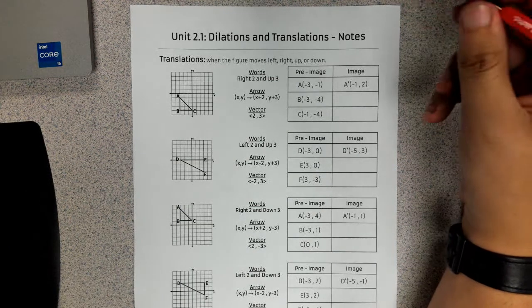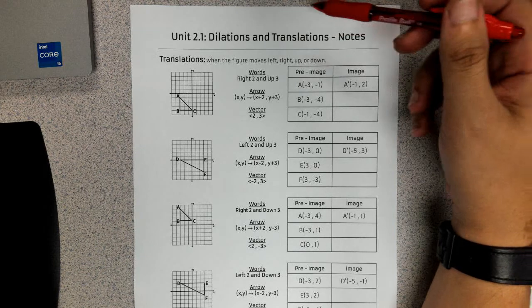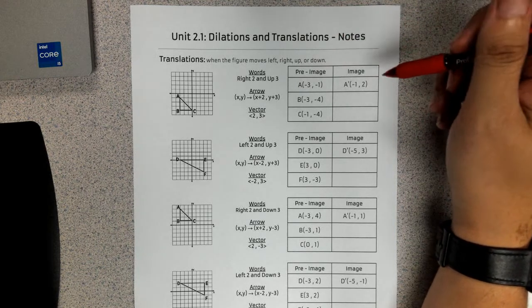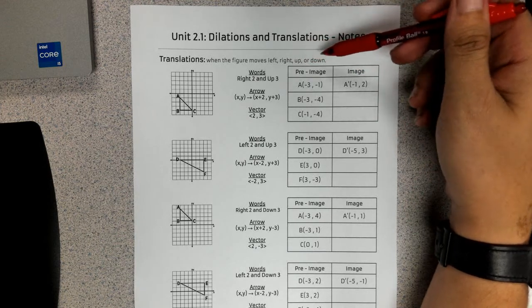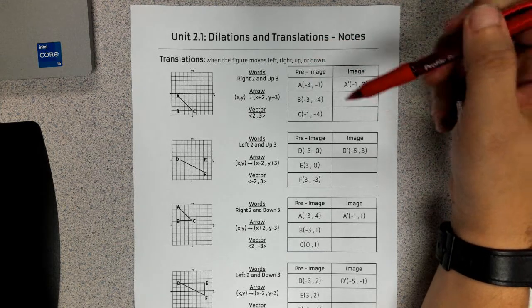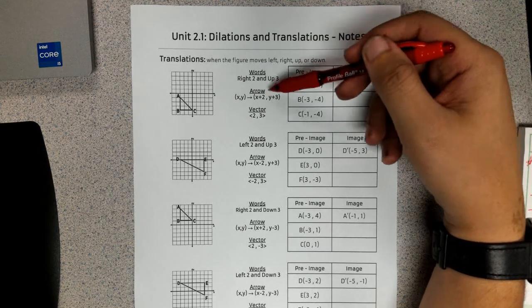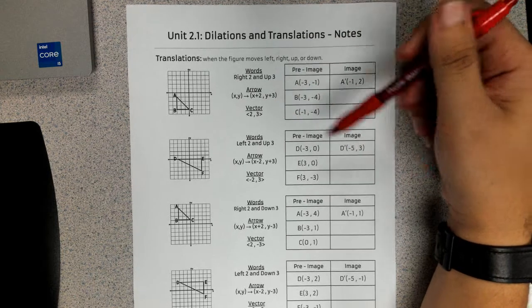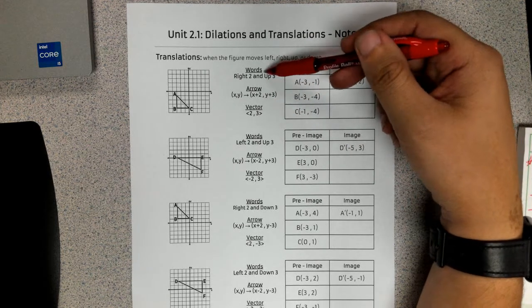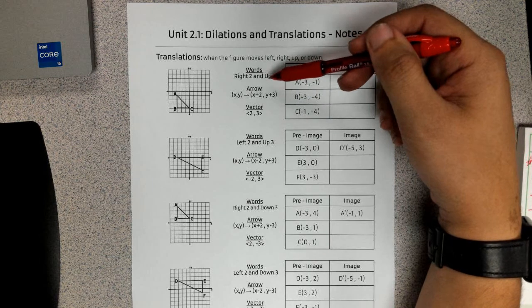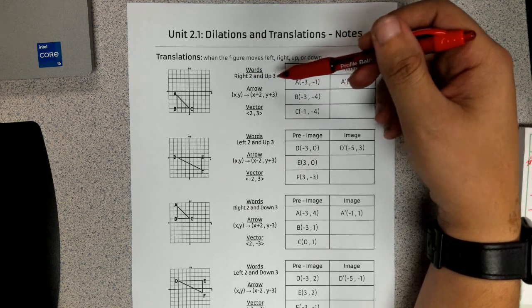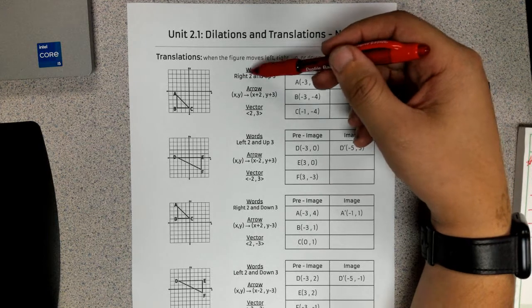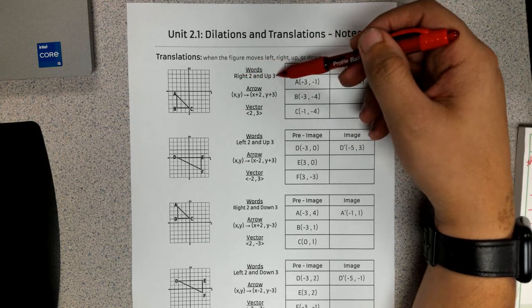Okay, in this video we are talking about the next part, which is translations. Translations are when the figure moves left, right, up, or down. Okay? So we have three ways that we can do a translation or tell you how to translate. I can tell you in words where I literally say I need it to go right 2 and up 3. And by it, I mean a point. So I need a point to go right 2 and up 3.